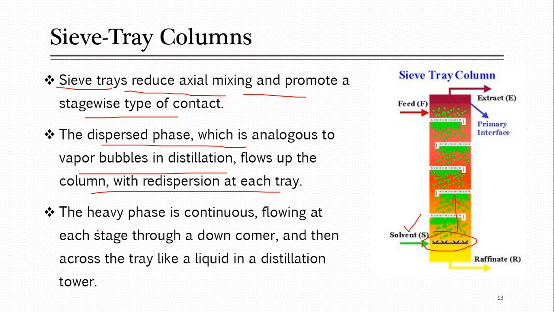Heavy phase is continuous, flowing at each stage through a downcomer. So a similar phenomenon as you have seen in a distillation column: this is the liquid, so it moves from the downcomer to the next plate, and again to the downcomer, and so on. And then across the tray, it moves on the surface of the tray, and there is a weir definitely, and then it overflows through this downcomer to the next plate.